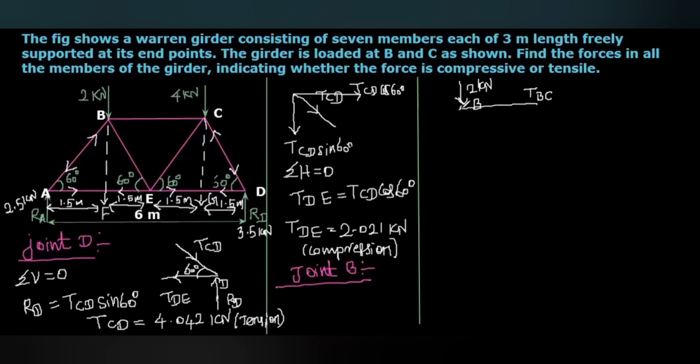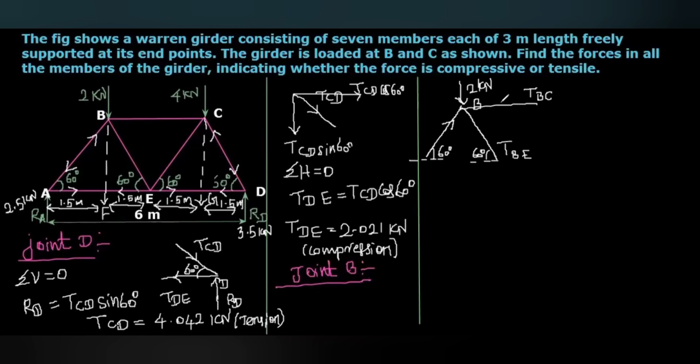And here we calculated already the inclined force. And for the joint B, the tension in the member TAB, that is acting inwards. So the direction of this force also we know. And this will act with respect to the horizontal 60 degree. Okay. And then this is another inclined force, that is tension in the member BE. This is also acting at an angle 60 degree with respect to the horizontal.